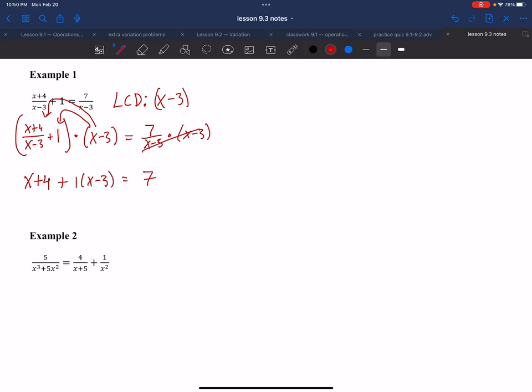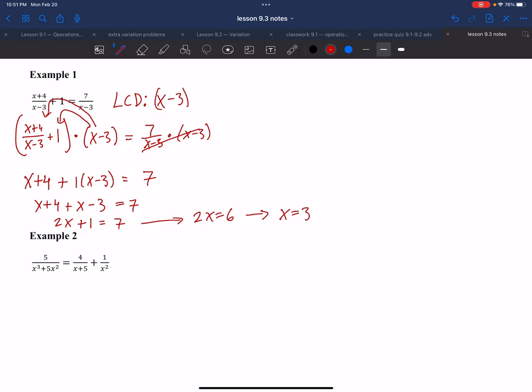So I'll go ahead and distribute this 1. That just says x plus 4 plus x minus 3 equals 7. Did I do that right? I think so. Okay, so x plus x is 2x, and 4 minus 3 is positive 1, equals 7. Solving for x, you get 2x equals 6, which tells me if I divide both sides by 2 that x equals 3. Okay, and that would be my solution.